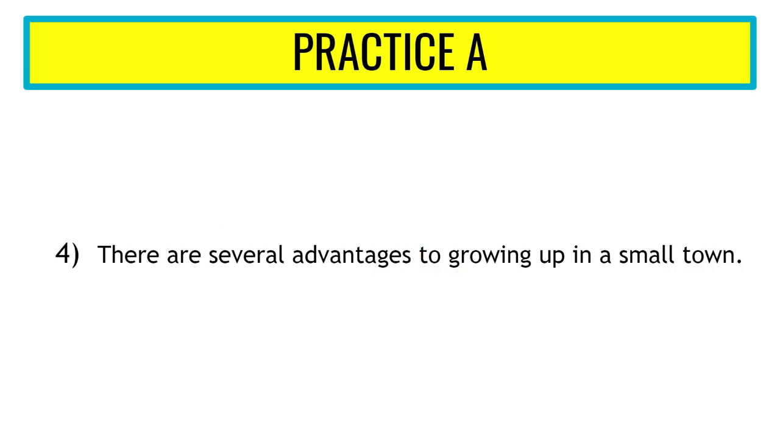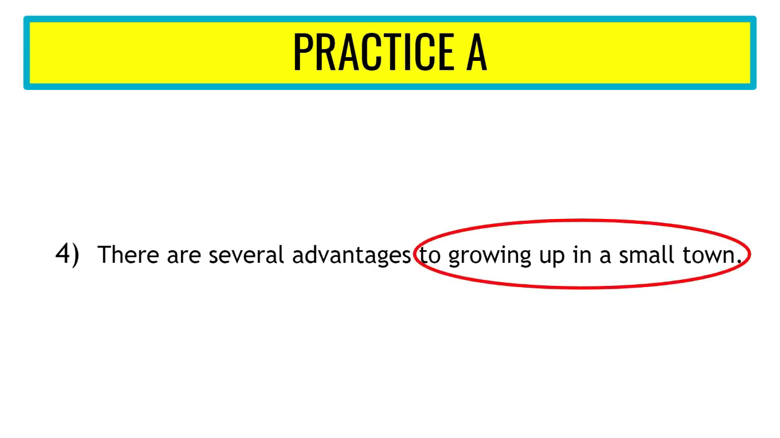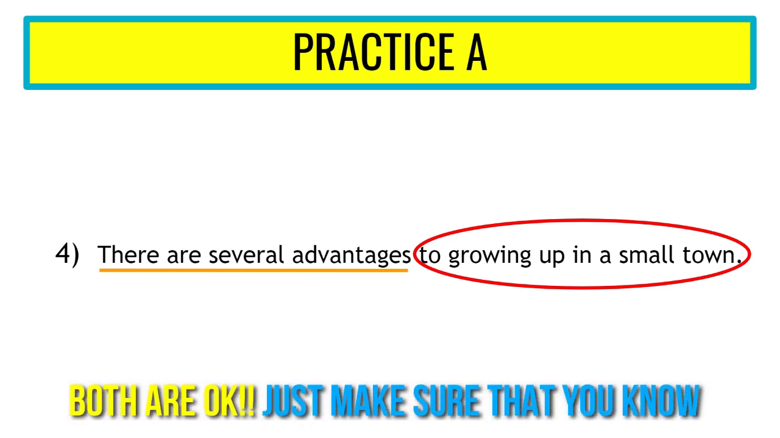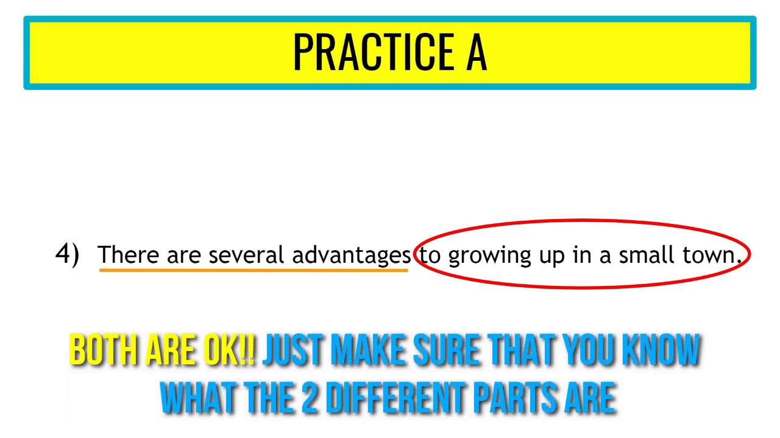But you can also look at it this way. You can think that growing up in a small town is the topic, and there are several advantages is the controlling idea. So this means that there are many good points to growing up in a small town. So depending on how you look at it, the topic and controlling idea can be switched. But the main idea here is, as long as you know that there are two parts, that is the important thing. So don't worry too much about the order there.